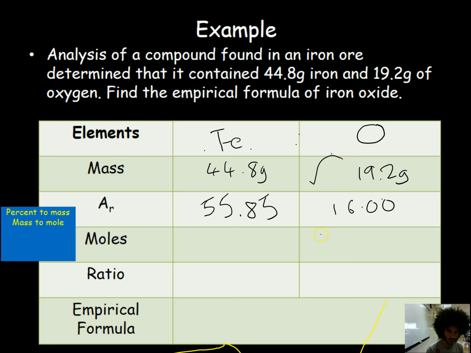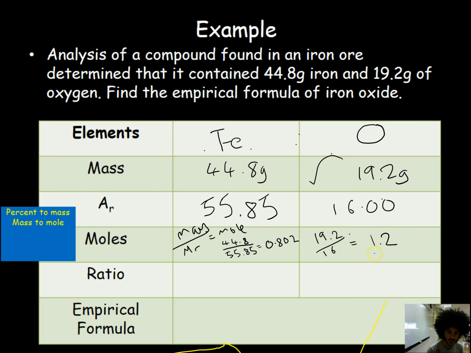Now, if you're sharp from previous learning, you should know that mass divided by MR, or AR in this case, gives you mole. Okay? Now, my mass is 44.8, so I'm going to divide that by 55.85, and that gives me 0.802. Now I can do the same thing here. My mass here now is 19.2. I divide that by 16, and that gives me 1.2 exactly.